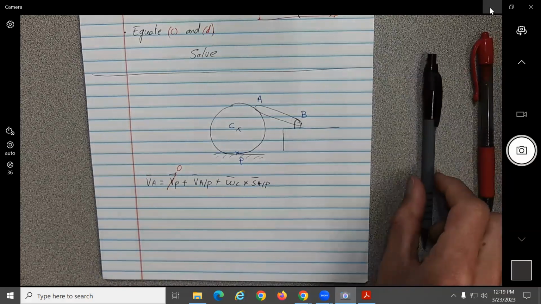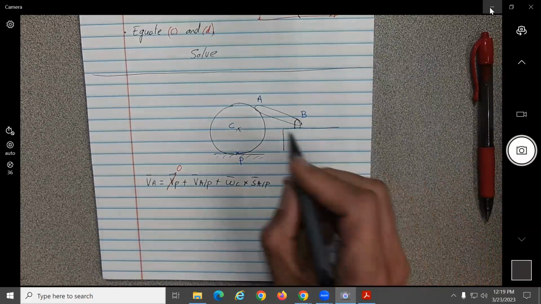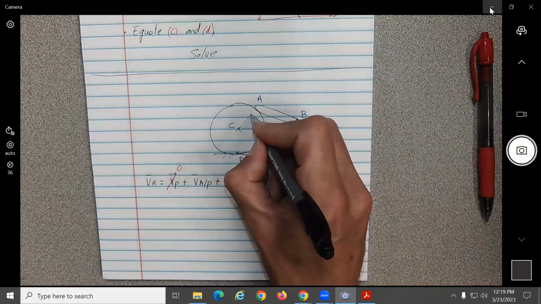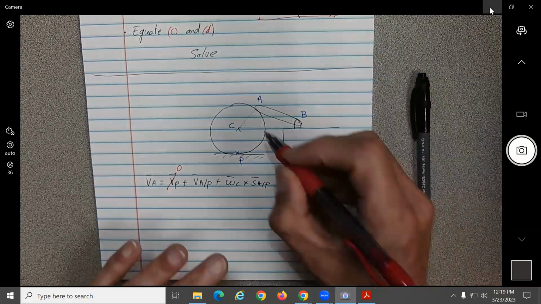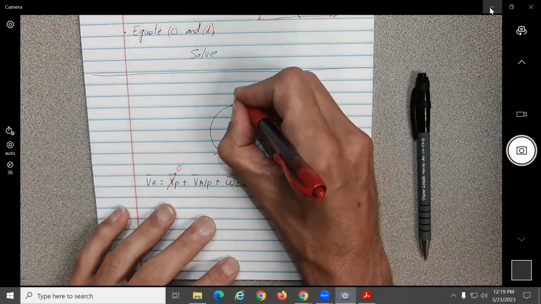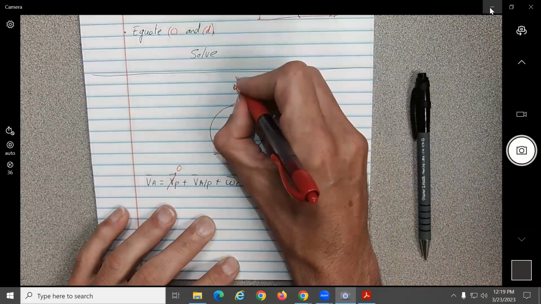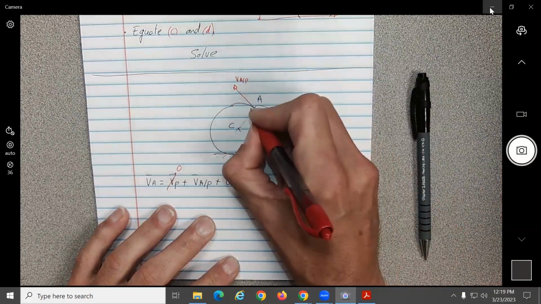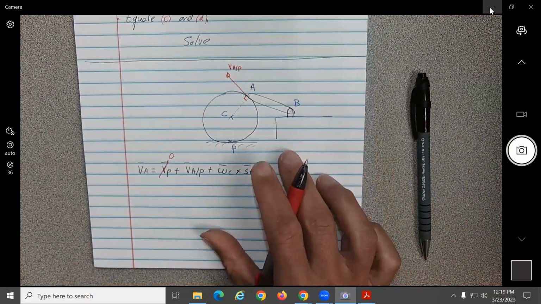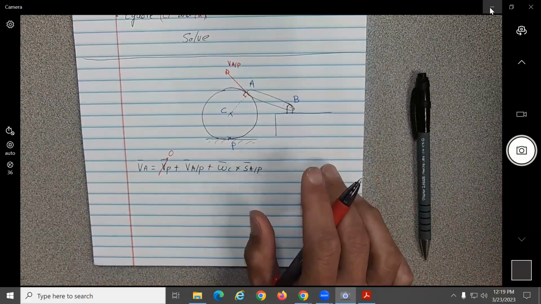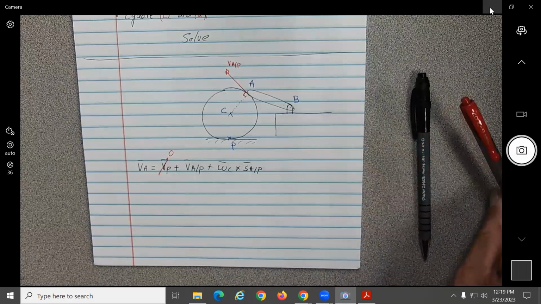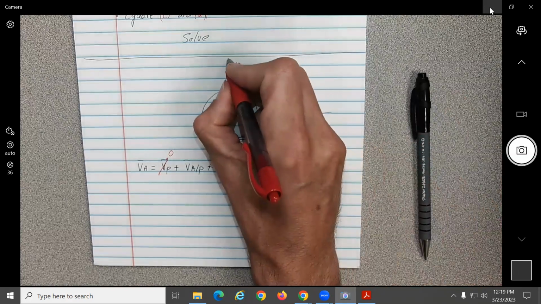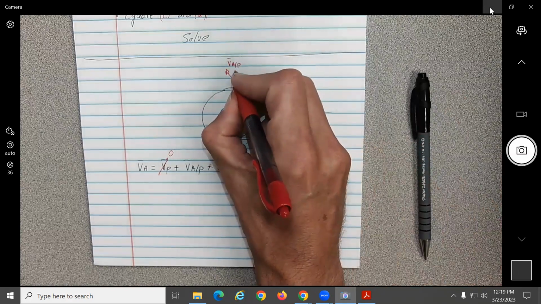Now, what would the relative velocity of A with respect to P look like? I don't think it's going up and down. If you need to plot it, this is rotating about which point? Point C. So either up or down. I'm going to do it up because I have more space. But basically, it should be perpendicular to this one. Yeah? Okay, good.